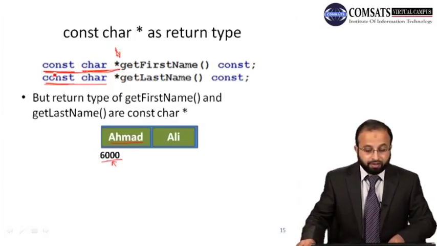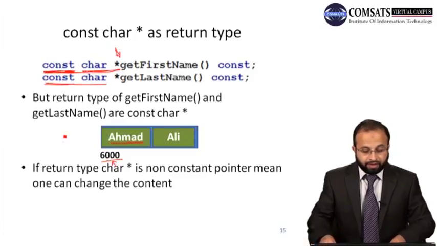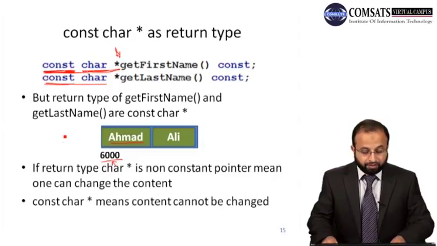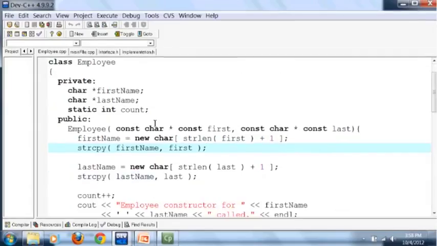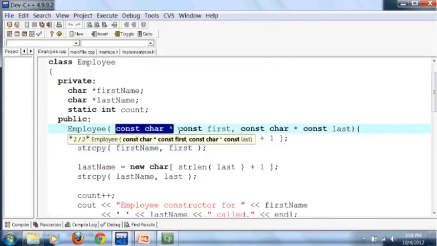This is by writing this keyword over here, const, right? So if the return type char star is a non-constant pointer, then it means that one can change the content of that pointer. So const char means the content cannot be modifiable, cannot be changed, right? Let's go and see the program. So this is the program. Now you can see what this actually is.